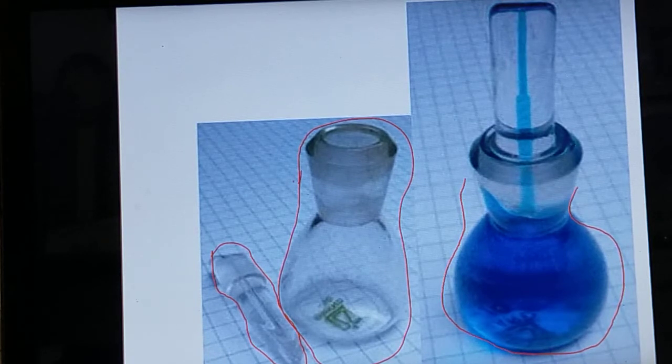After that, the stopper has to be placed in an inverted position. We have to insert the stopper. At the middle of the stopper, there is a fine hole, no? So through that hole, the excess liquid rises up and comes out. By that way, we can have the same volume of the solution in the density bottle. For that purpose only, the stopper has a fine hole at the middle.